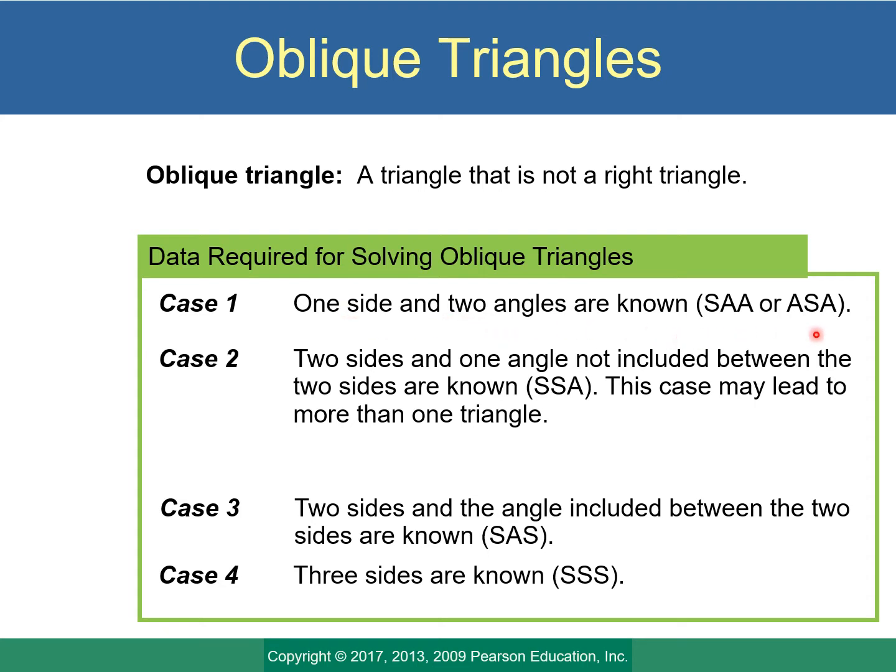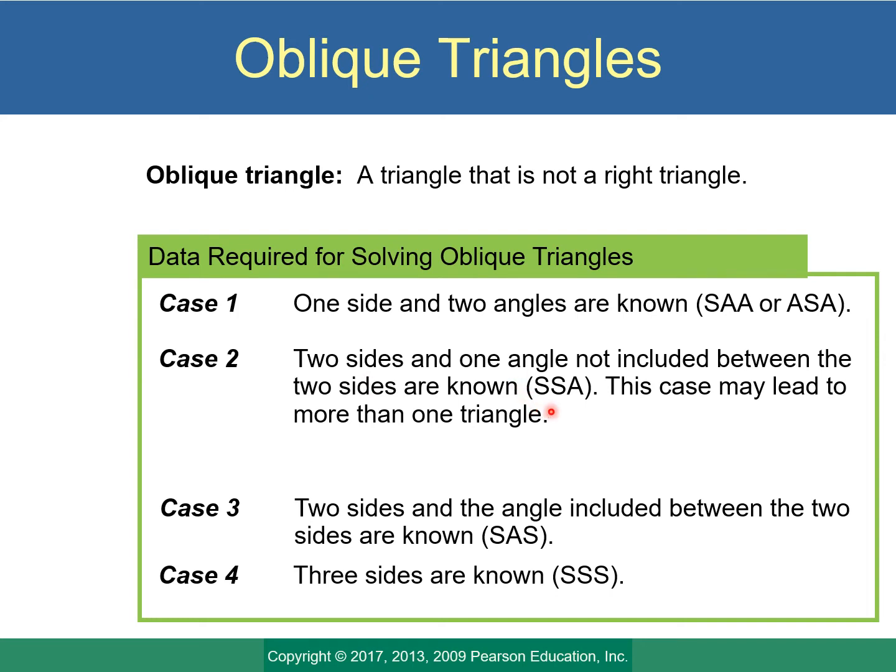And so there's two breakdowns of this. It could be side angle angle, so a side, an angle touching that side, and then the next angle, like if you're thinking about traveling around the triangle, or an angle, the side touching it, and then the very next angle. Case two is if you know two sides and one angle.